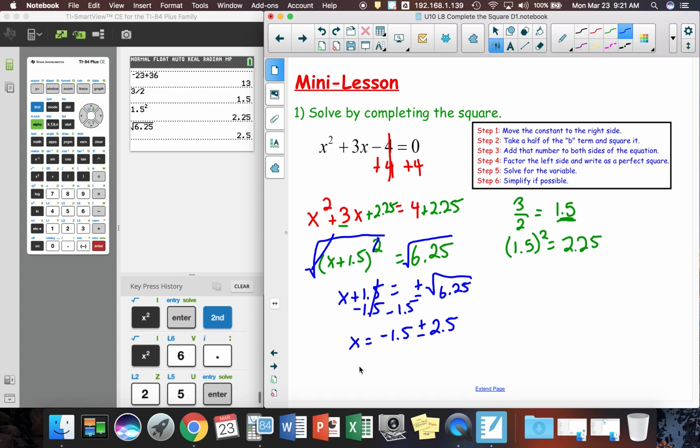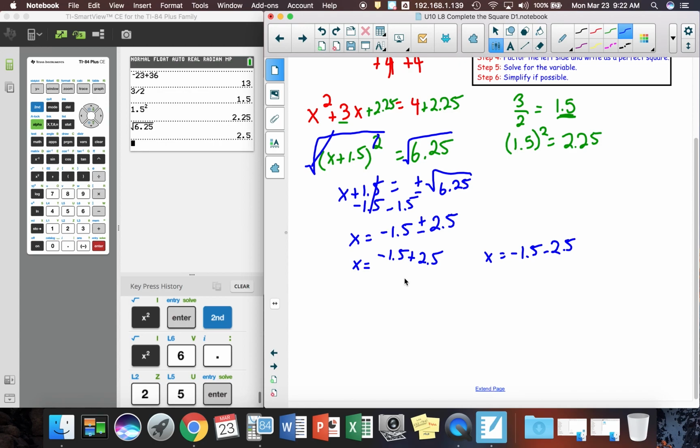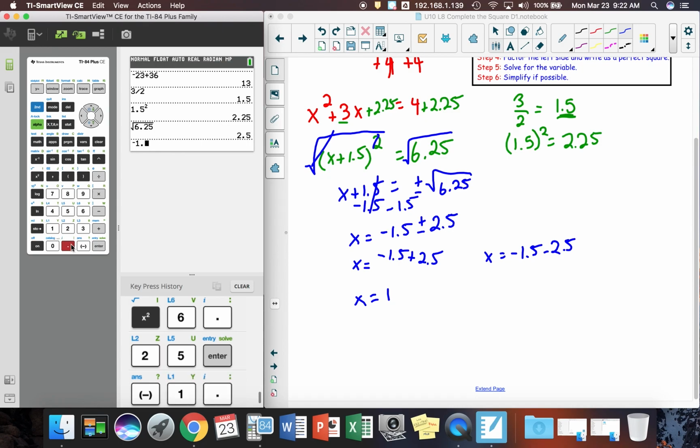Let's simplify this further. We have x equals, and the first one we have is negative 1.5 plus 2.5. And we also have x equals negative 1.5 minus 2.5. Now when we get that, we have x equals negative 1.5 plus 2.5. I believe that's 1. Let's check. Negative 1.5 plus 2.5.